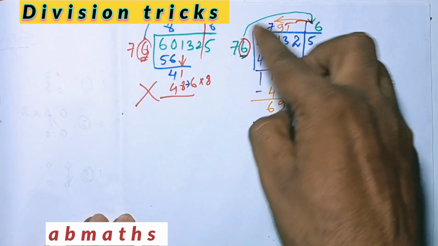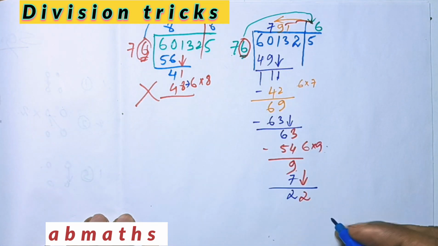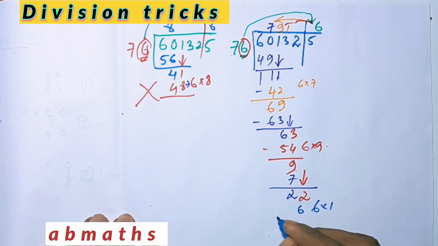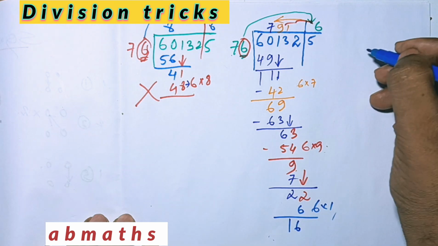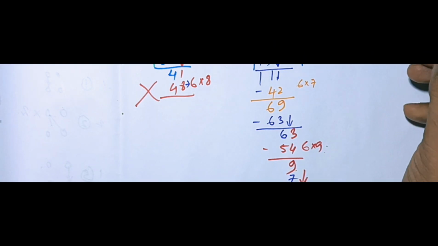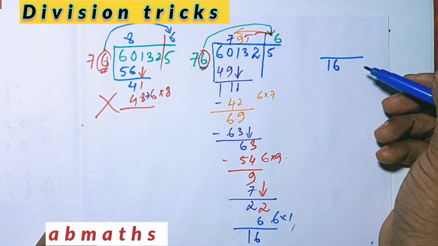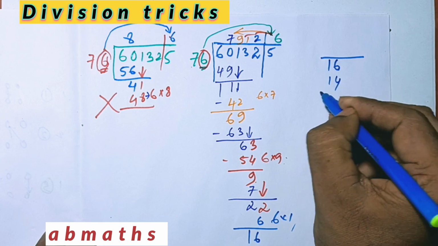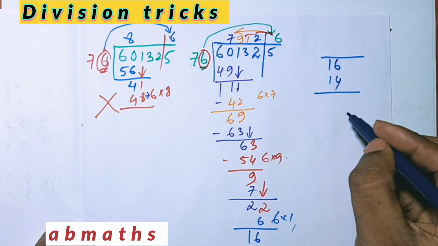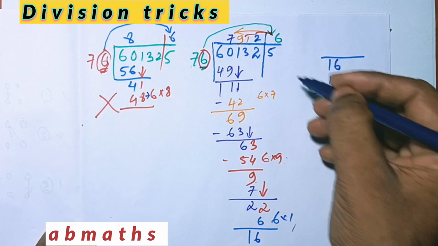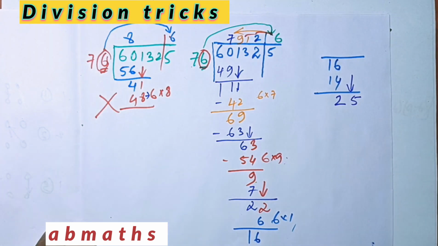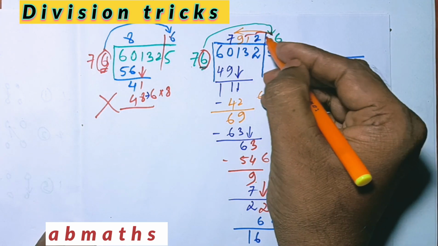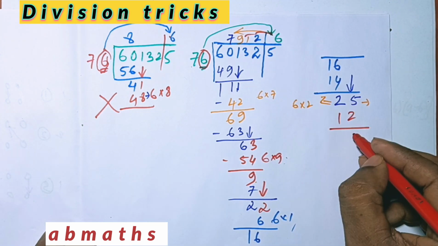If it comes down, we'll multiply with 6. 6 into 1 is 6. After subtraction, we have 16 here. Let us write it above, 16 here. Then we can divide the 16 by 7, 2 times 14. After subtraction, we have 2. And this 5 comes down. When 5 comes down, we have to multiply with 6 into 2. We'll write this is 13 here.